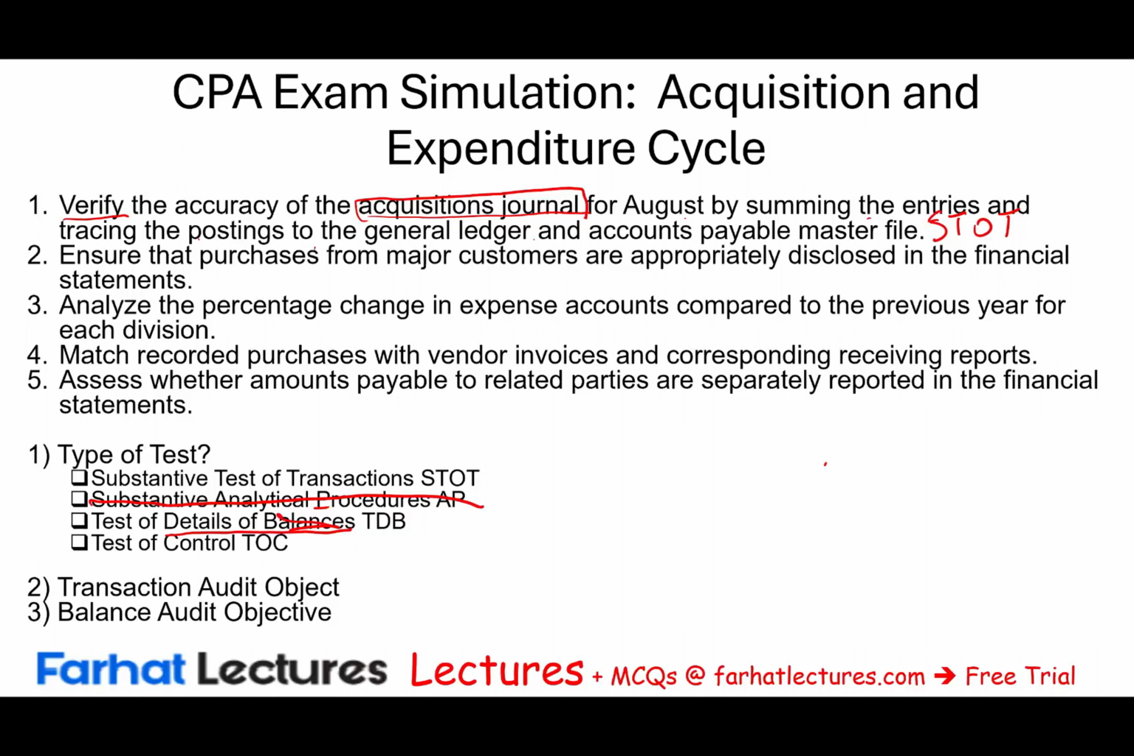So what am I meeting here? What audit objective? If I'm summing up the entries, I'm checking for accuracy. I'm making sure they are being posted to the proper general ledger account. They're allocated properly to the proper account. So here I'm looking for accuracy and posting and summarization. The accounts payable is the accounts master file, and the transaction is making it all the way there. The transactions are correct and being posted. So it's a substantive test of transaction, STOT, and I'm looking for accuracy, and allocation.